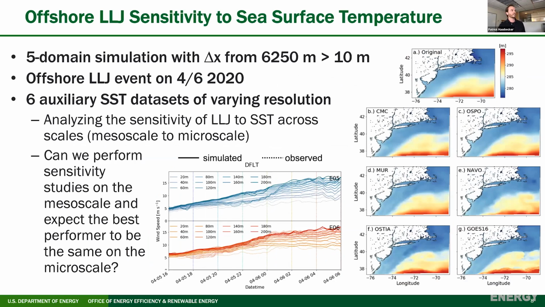So another study we've been working on is trying to examine the sensitivity of these offshore low-level jets to sea surface temperature. And this study uses a five-domain simulation with grid spacing ranging from around six kilometers down to 10 meters. And we chose this one low-level jet event that you can see in this center figure in the bottom on April 6, 2020. And what we're doing is taking six auxiliary SST data sets you can see on the right with varying resolution and running this mesoscale to microscale coupled simulation for each of these events.